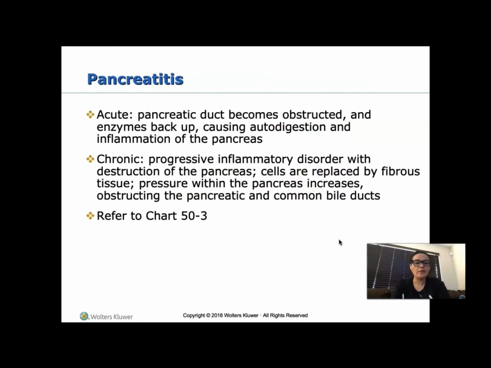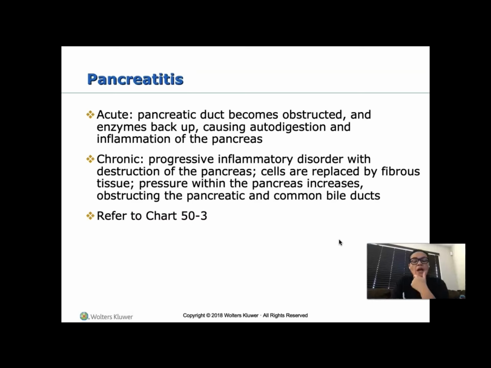Okay, so itis, what does that mean? It's inflammation, right? So we have acute versus chronic. Acute means what? Sudden onset. Chronic means it's continual. So with acute, the pancreatic duct becomes obstructed, enzymes back up, causing autodigestion and inflammation of the pancreas. You're going to need to know causes here. Please, please, please remember I told you the tables have a lot of our nursing process in them. Please refer to them. And chronic means if it's still the same disorder for the next 6 months, it is now considered chronic.